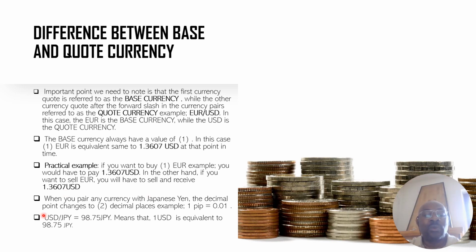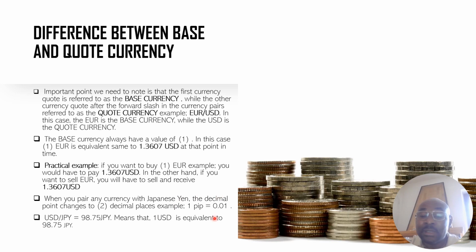So that is how it works. When you pair any currency with Japanese yen, the decimal point changes to 2 decimal places. Example, 1 pip, that's 1 value, is equal to 0.01.